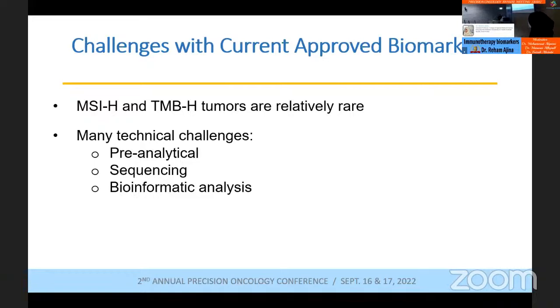And then there's the bioinformatic analysis. There are so many tools. There's the difficulty of deciding what the cutoff is, when to say there is a high mutation burden, moderate, or low mutation burden. Is it going to be the same for all types of cancer, or is it going to be cancer type specific?